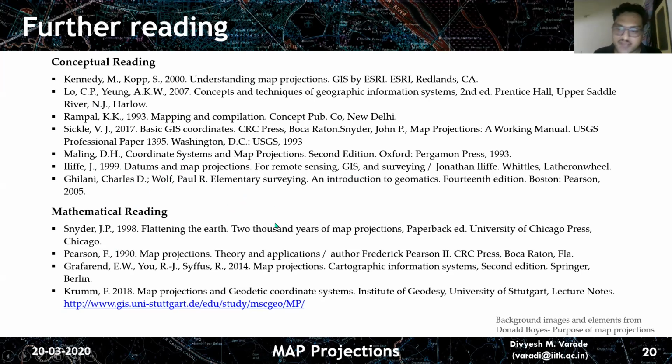For a mathematical understanding of the transformation from the 3D reference globe to the 2D map, I would refer you to the book by Schneider. This gives you all the mathematical relations and details of how the projection is mathematically carried out. And I would also refer you to the lecture notes by Crum. These are very comprehensive lecture notes, and they have all the step-by-step mathematical explanations of all the different types of projections.